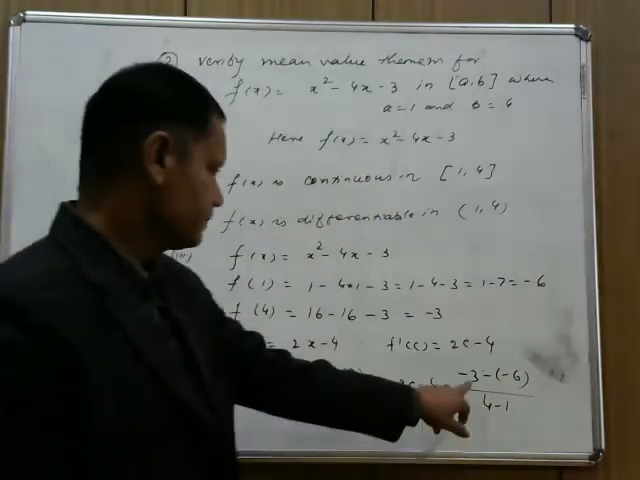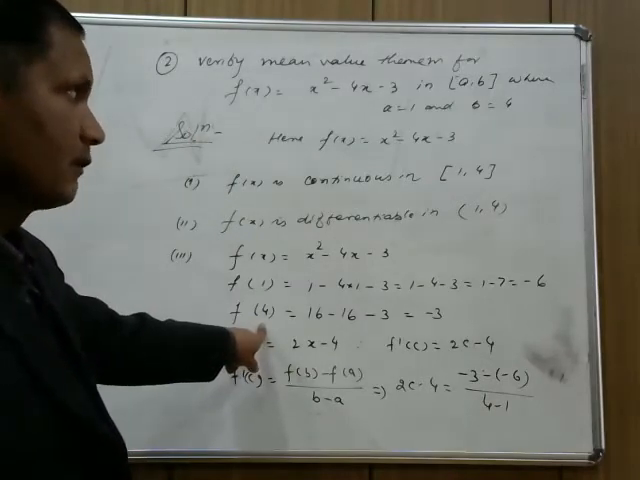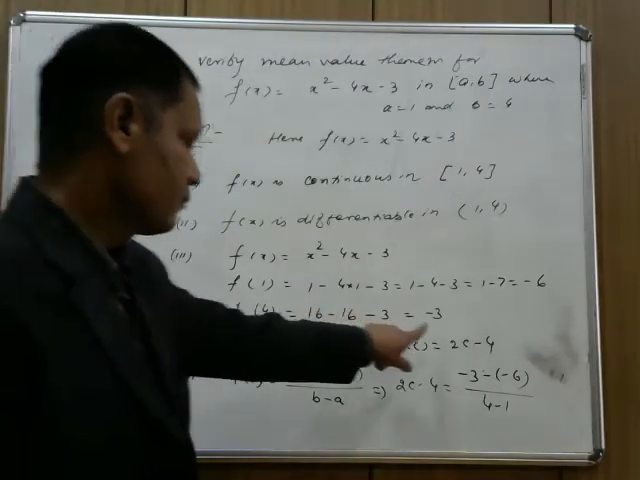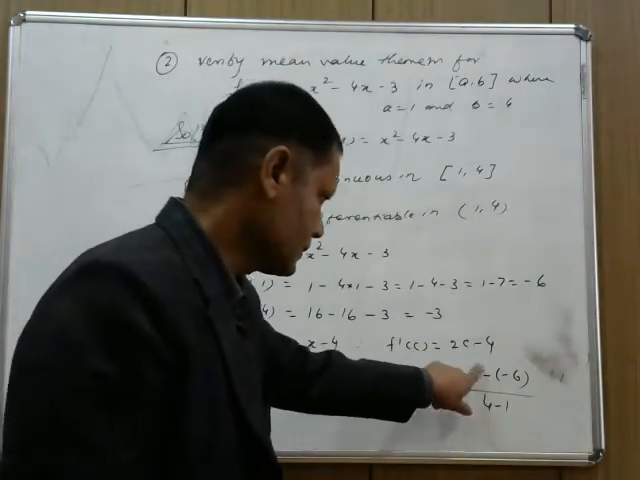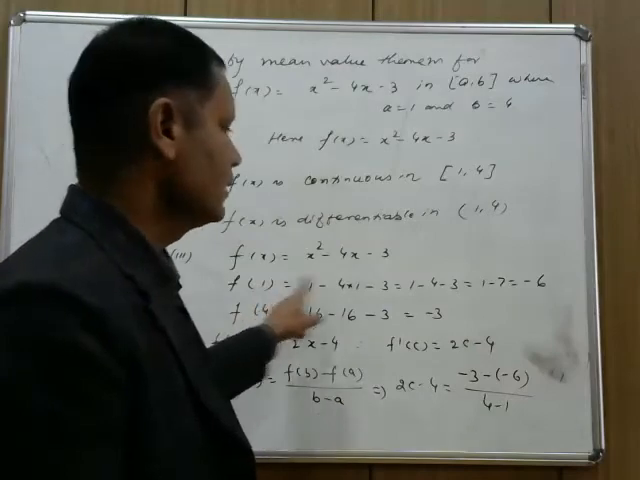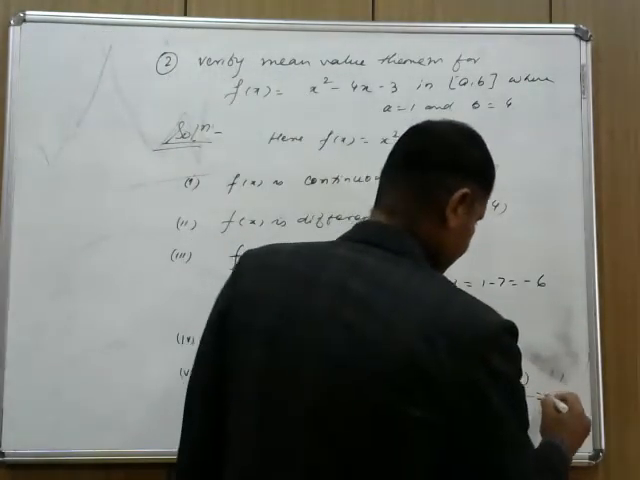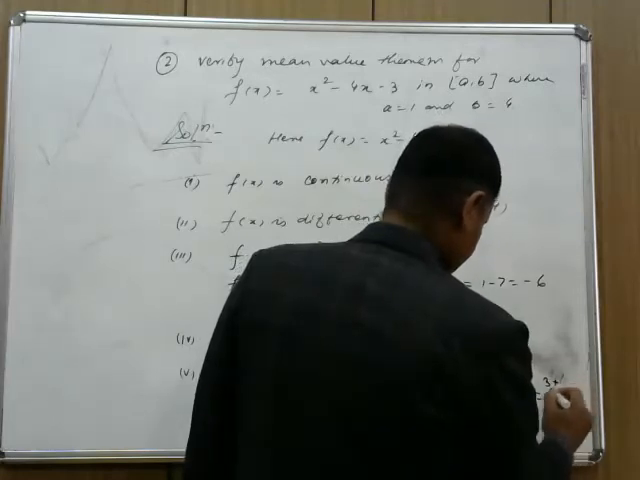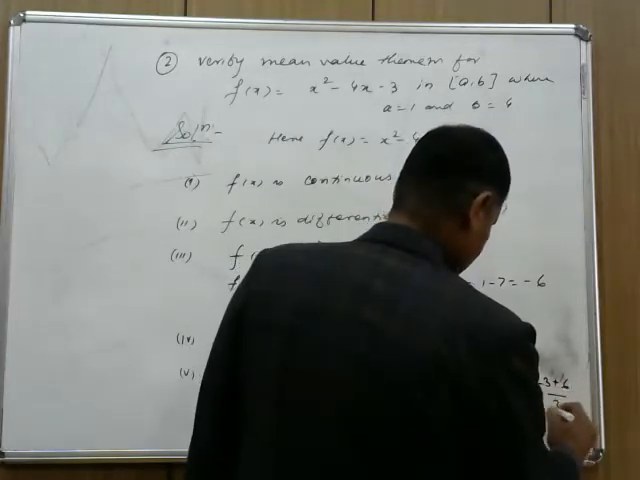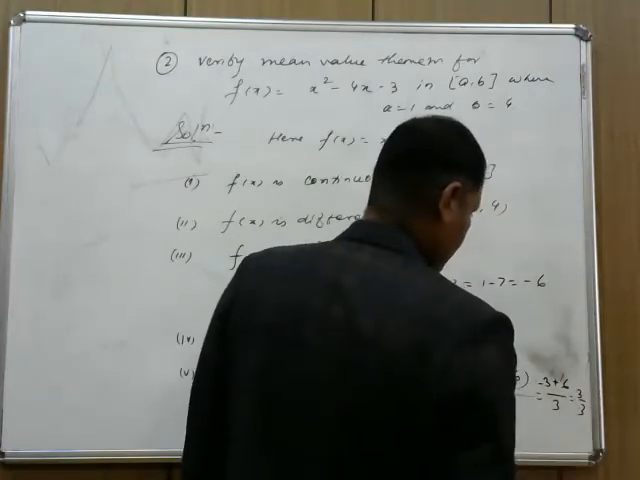See, f of b is what? F of 4, because the value of b is given 4. F of b is minus 3 minus f of a. F of a is how much? F of 1, that is minus 6. So now 3 plus 6, minus 3 plus 6 upon 3, and that will give you 3 by 3, that is 1.